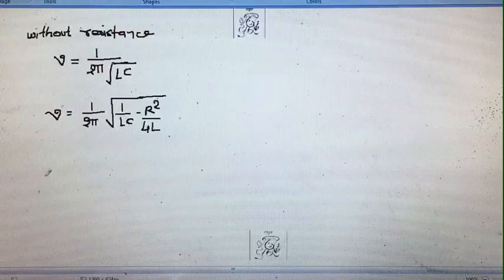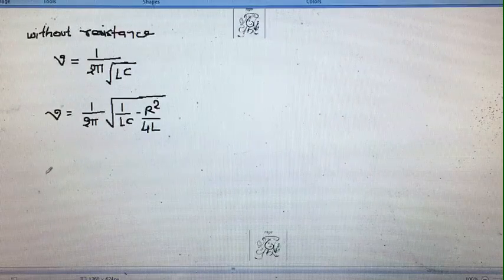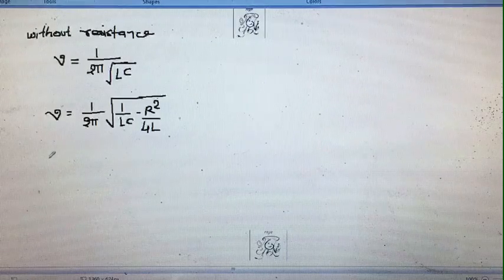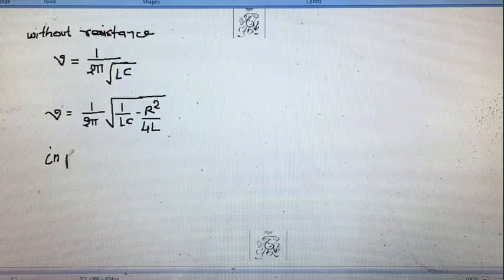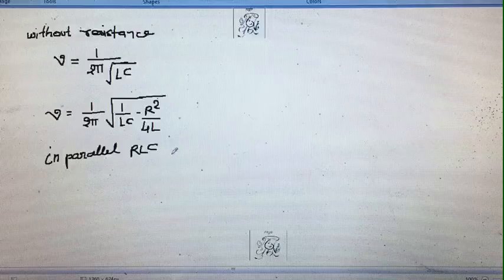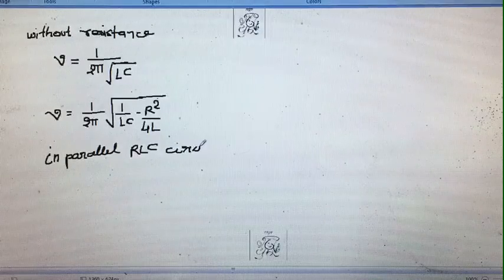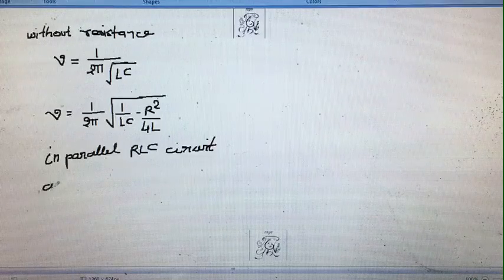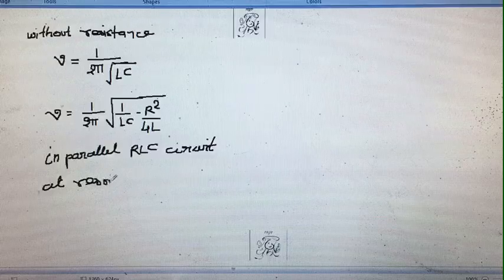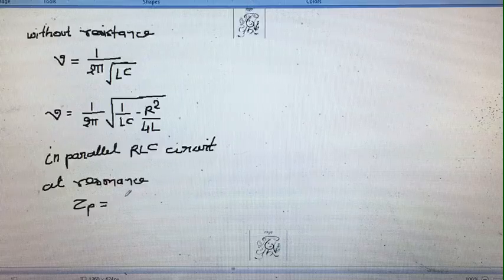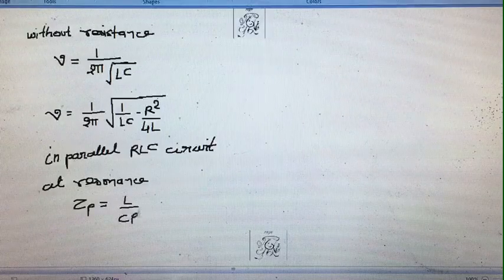Now, in the case of a parallel combination of an inductor and capacitor having resistance capital R, the impedance at the time of resonance in a parallel RLC circuit is L upon CR.